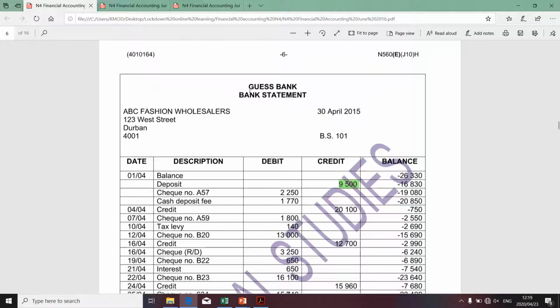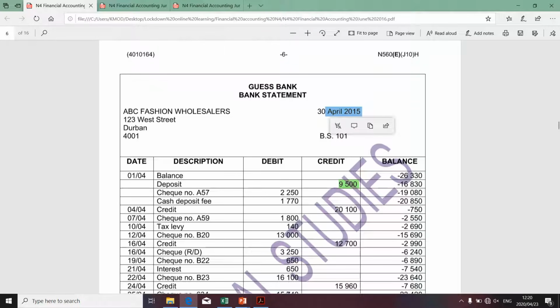As you can see, the bank statement is from the bank called Gas Bank, and it's for the month of April, for the 30th of April to be specific, and it relates to ABC Fashion Wholesalers. So this is the correct bank statement. So let's quickly do the comparison. Remember, we're going to compare the credit side with the total of the bank column of the cash receipt journal. The first amount I'd like to compare is that amount.